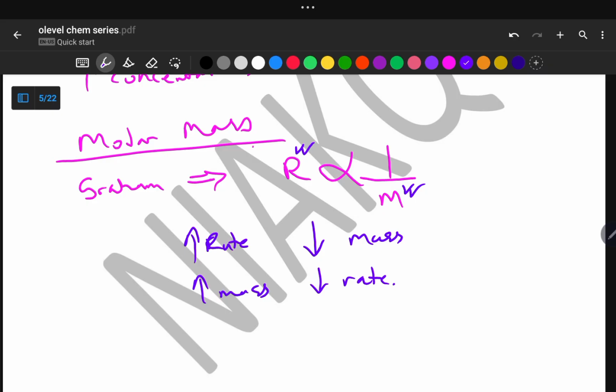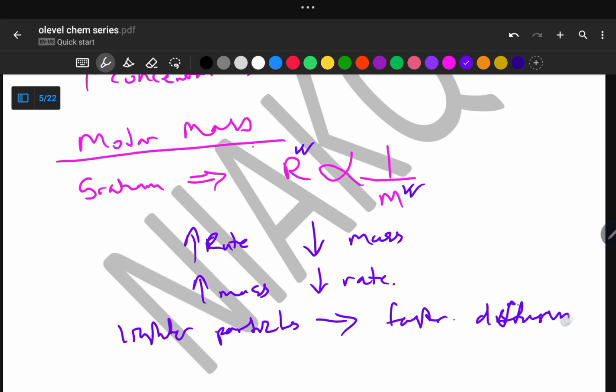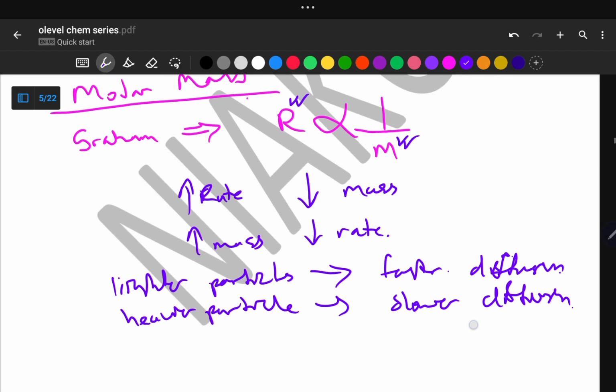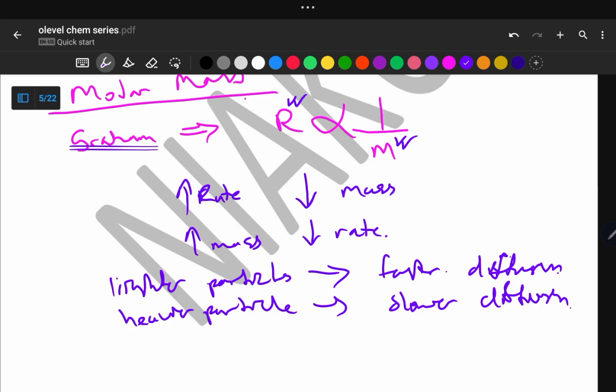The lighter the particle, the faster the rate of diffusion. The heavier the particle, the slower the rate of diffusion. So we are saying that lighter particles diffuse faster compared to heavier particles, and heavier particles diffuse slower compared to the lighter particles. As simple as that. So this is Graham's law of diffusion.